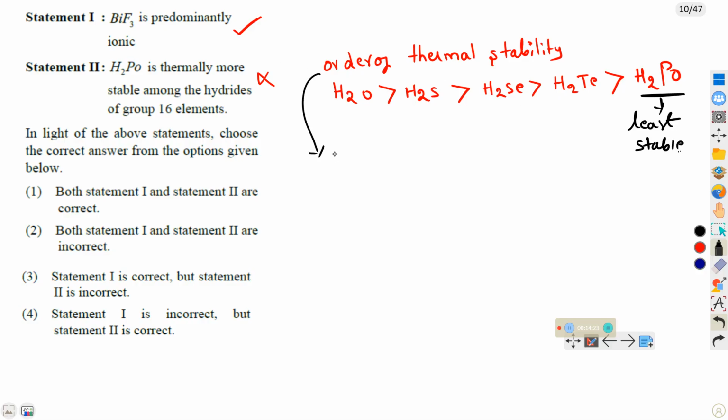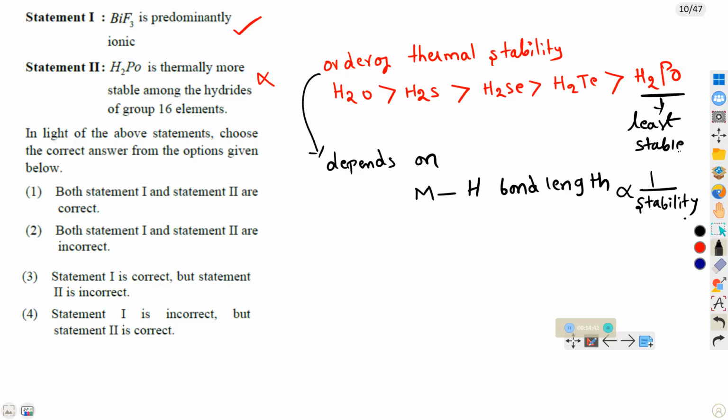Order of thermal stability depends on M-H bond length. M-H bond length is inversely proportional to stability. So statement 1 is correct, statement 2 is incorrect. Third option.